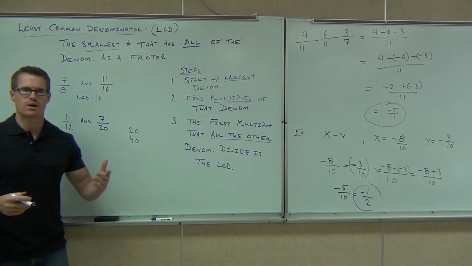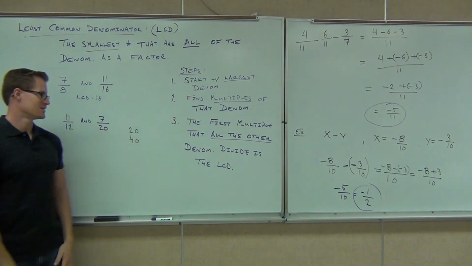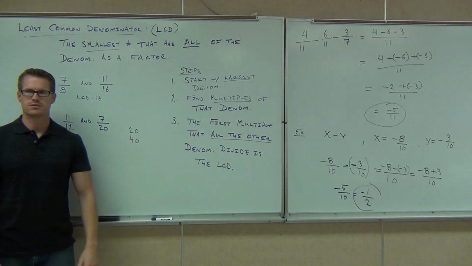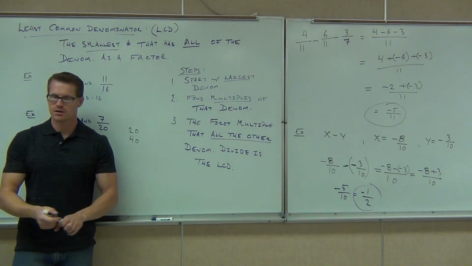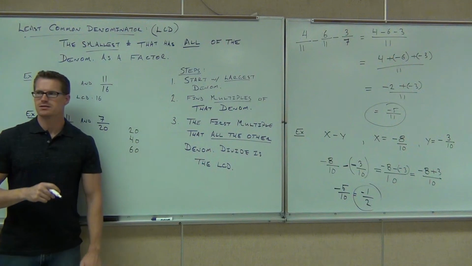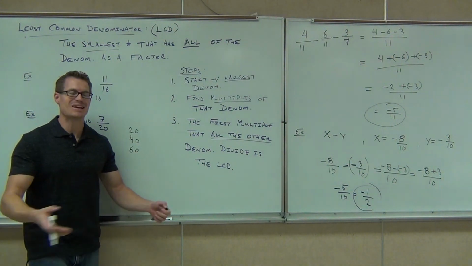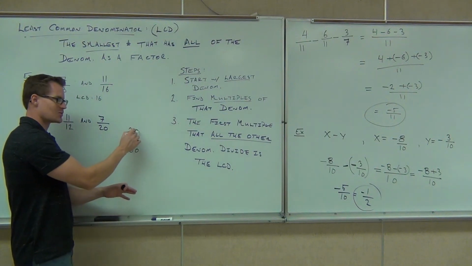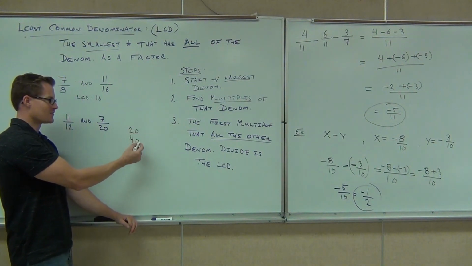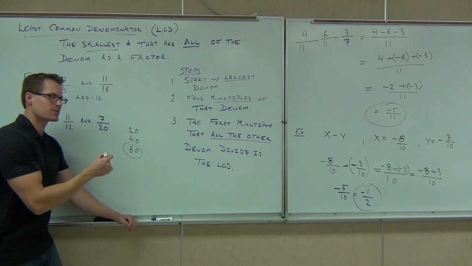Is 60 the lowest common denominator? I don't know. We're going to find out right now. Does 12 go into 40? No. So you gotta keep going. What's the next multiple? 60. Does 12 go into 60? Yes. Okay, yeah, it is. That's the LCD. 20 didn't work, 12 didn't go into that. 40 didn't work, 12 didn't go into that. 60, 12 goes into that. That right there, that's your LCD.